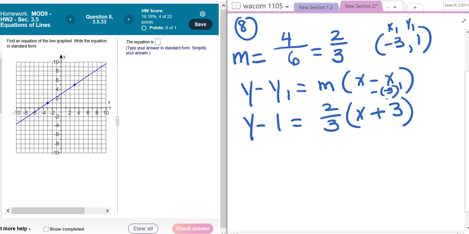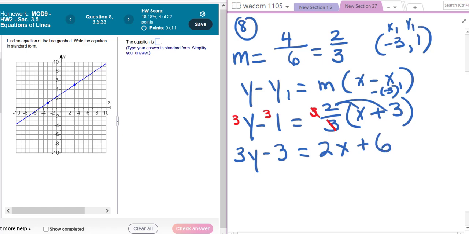All right. We're going to go to standard form, which they don't want any fractions there. So let's clear this 3 out. We'll multiply 3 by 3, 3, and 3. All right, and that gives us 3y minus 3 equals, distribute here, 2x plus 6.